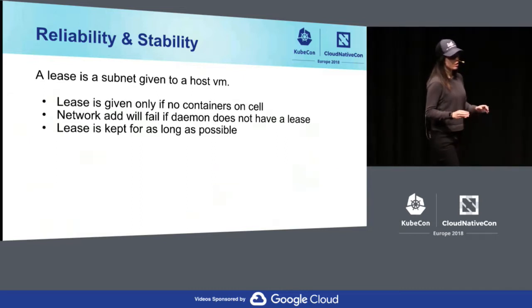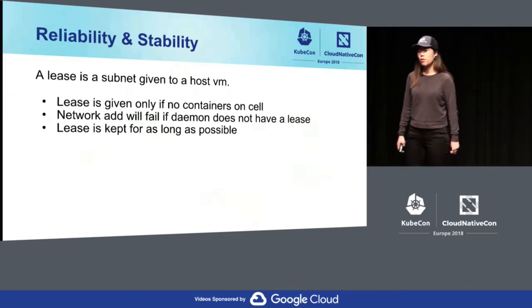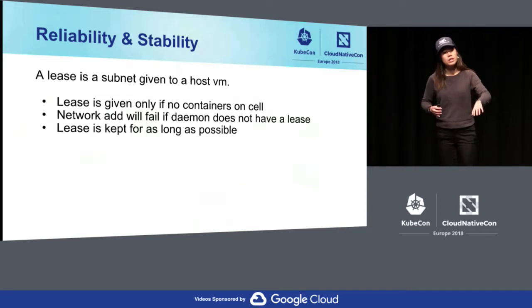So we wanted to make sure that we were protecting leases. We have an idea of lease staleness, where a lease can be stale, but we won't allocate it out to another host until we've run out of leases that have never been allocated before.